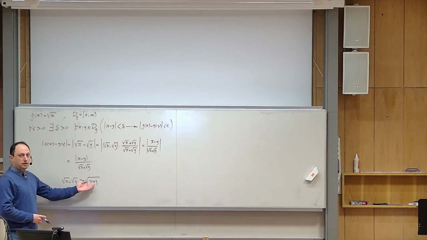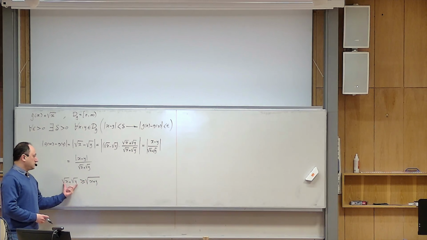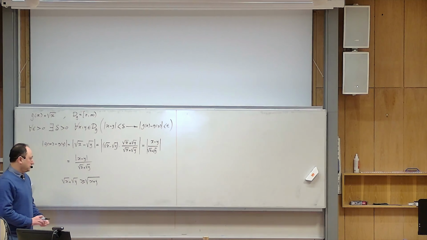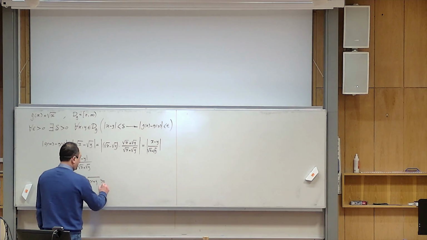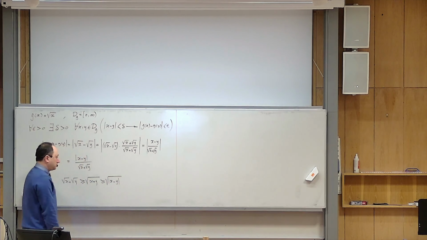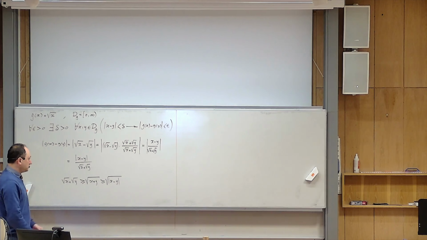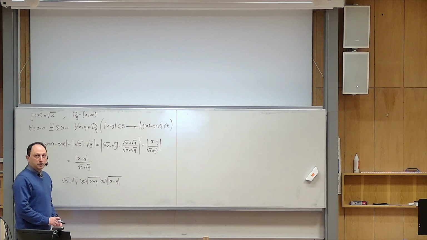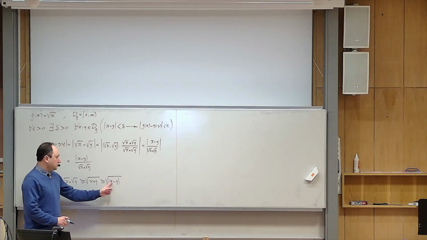And because these quantities are positive, this is also greater than or equal to this one. But this one itself is also greater than or equal to the square root of the absolute value of x minus y. And that's also simple because x and y are positive. So the absolute value of x minus y.